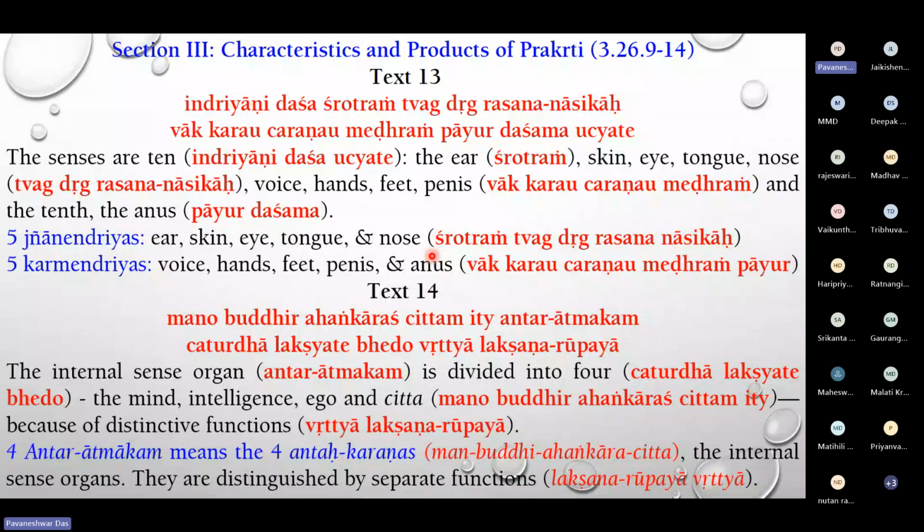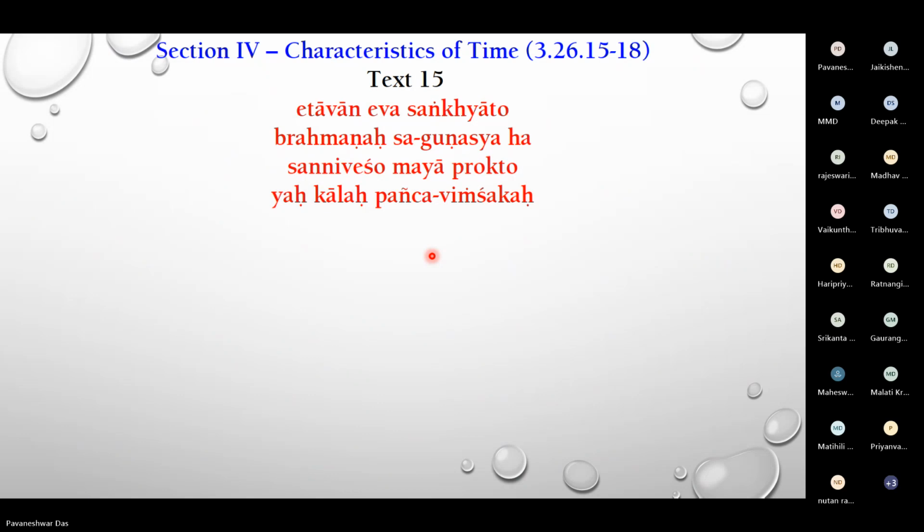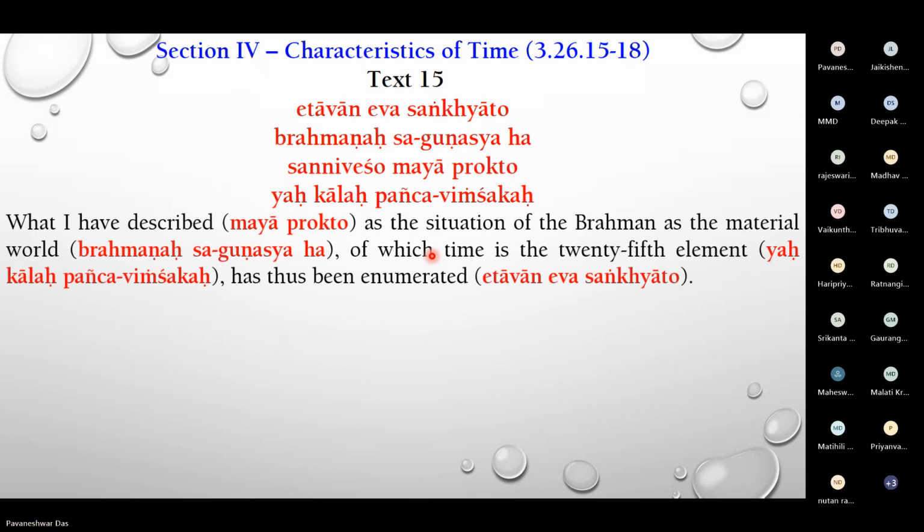Function. How Lord Kapila is going to talk about all those. We need to read this chapter systematically, then you will get all that information.